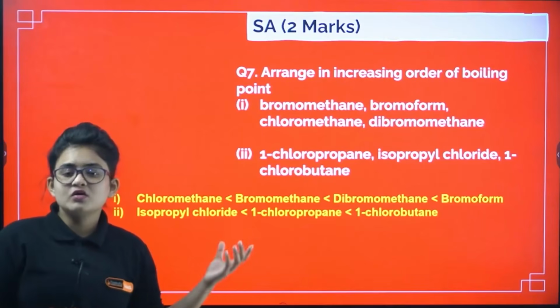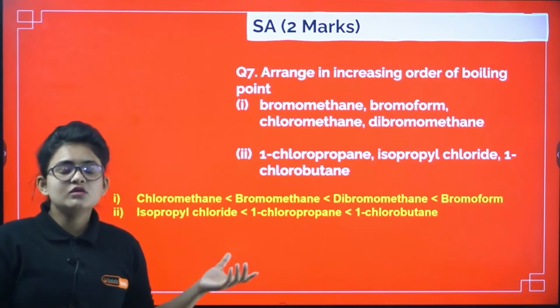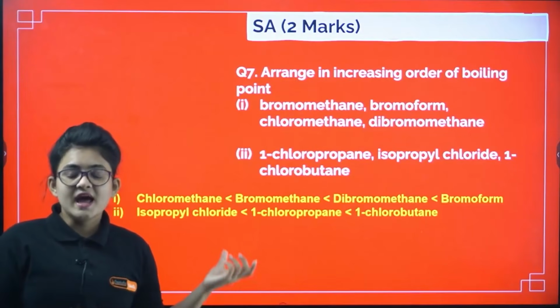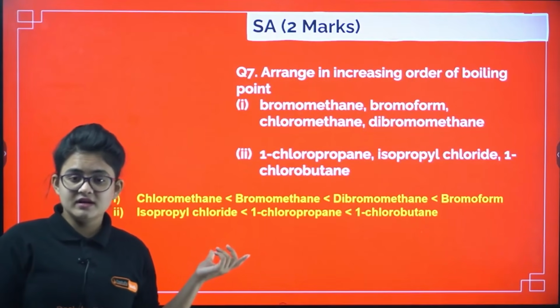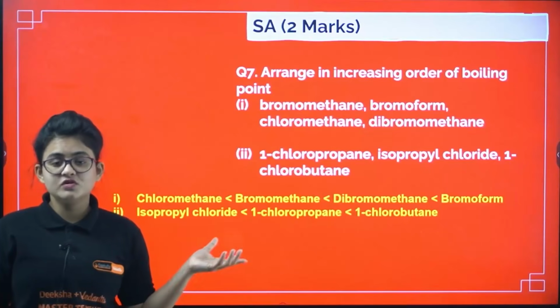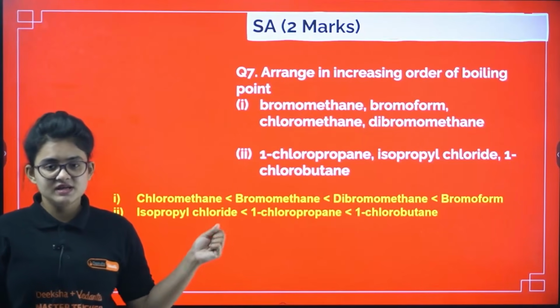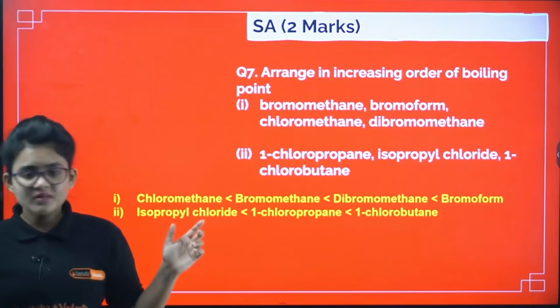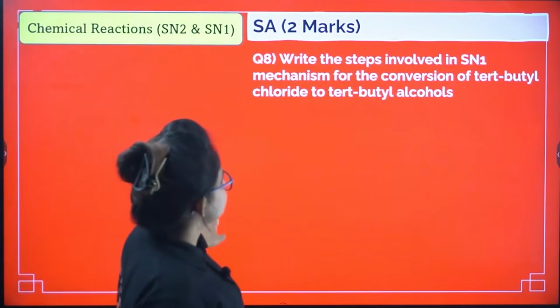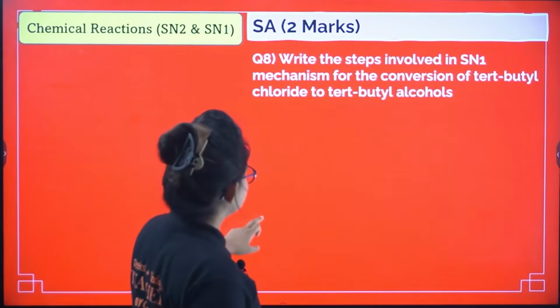Next, if you see 1 chloropropane, why? Because the number of carbon atoms is reduced here. And isopropyl chloride, if you see, it has a little bit of branching over here, so the surface area decreases, so it will come last. Okay, let's proceed. Write the steps involved in SN1 mechanism for the conversion of tertiary butyl chloride to tertiary butyl alcohol.